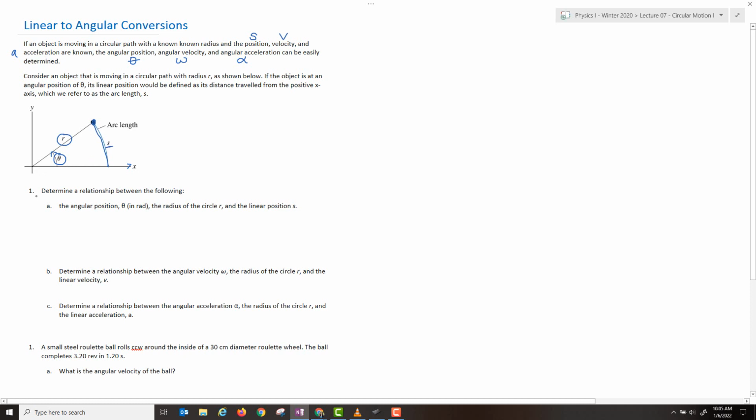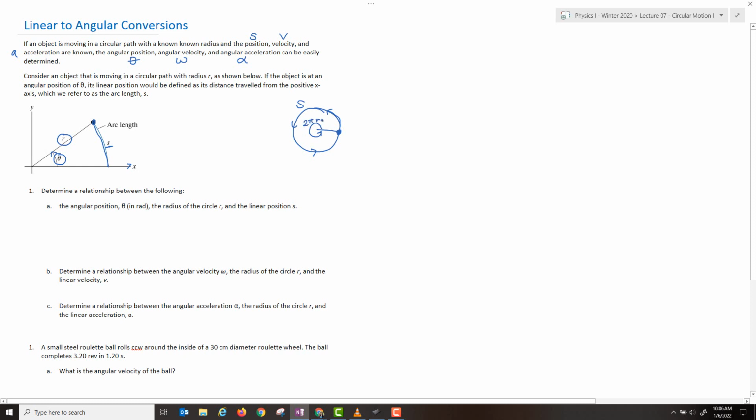Question 1 is saying, determine a relationship between the following: the angular position, theta in radians, the radius of the circle r, and the linear position s. So how do we find a relationship for this? Well, if we had a full circle, and let's say we started off at this position and traveled all the way around the circle back to where we started, then the whole circumference of the circle would be our s, right? And what would be our angle in that case? When you travel the full circle, the angle is, we said already, 2 pi radians.